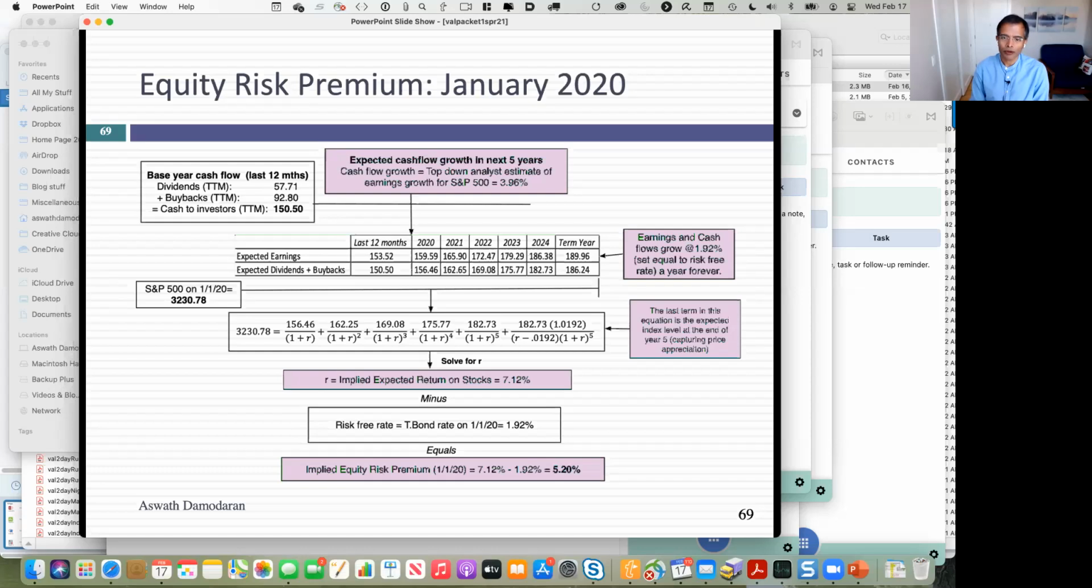I did the implied equity risk premium for the US. And by now you see what I do, right? I take the level of the index. I project out expected cash flows by looking at dividends and buybacks. And I solve for required rate of return. Start of 2020, that number was 7.12%. What investors were expecting to earn, given where stocks were priced, was 7.12%. You subtract out the T-bond rate then, 1.92%. The equity risk premium at the start of 2020 was 5.2%.